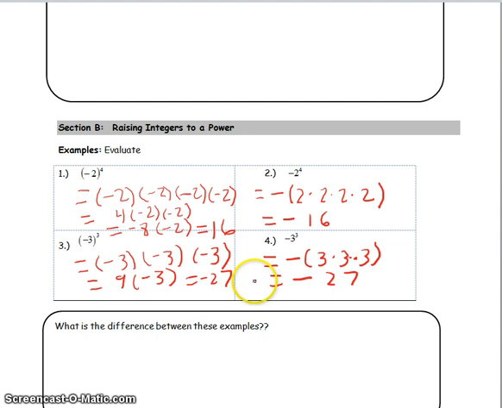Both of these answers are the same. Now, this question down here, what is the difference between these examples? I want you to try it on your own, and we will talk about that in class.